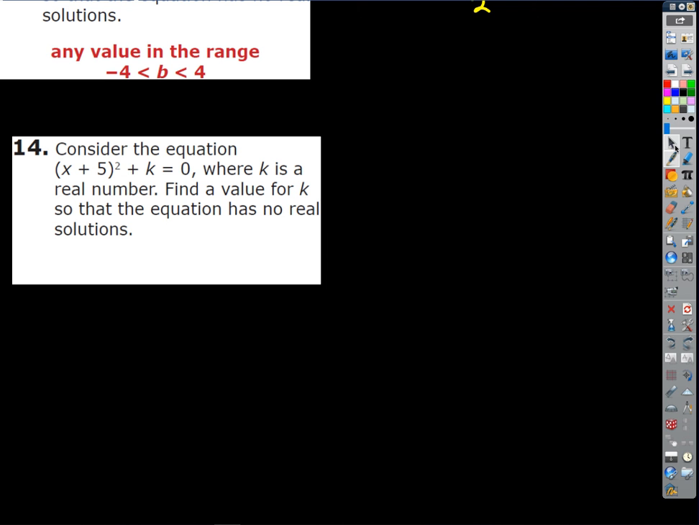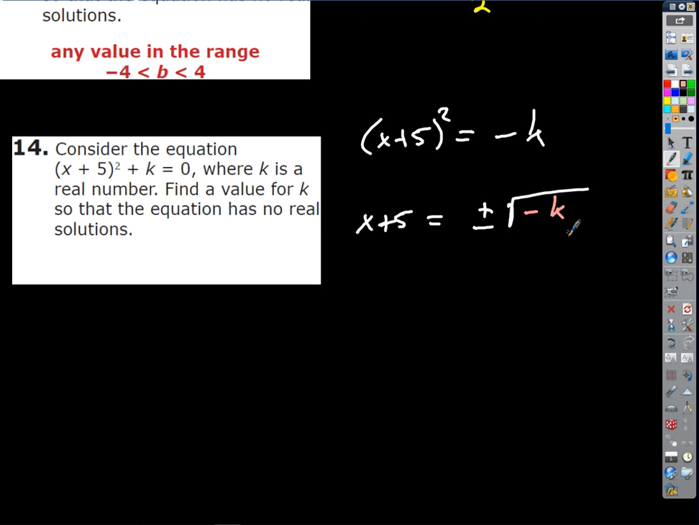All right, so what would I do? If I want to solve for x, what's the first thing I would do? Move k to the other side. Subtract k from both sides, right? So I'd get x plus 5 squared equals negative k. What's next? Radical. Okay, square root. So I'm going to get x plus 5 equals, and I always got to do what if I'm square rooting both sides of an equation? Plus or minus the square root of negative k. So pick a value of k that's going to make that negative in the radical.